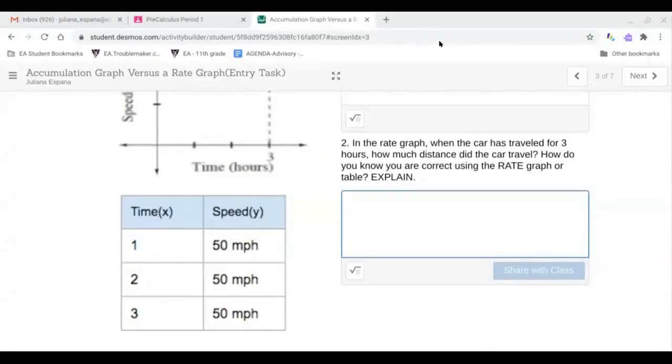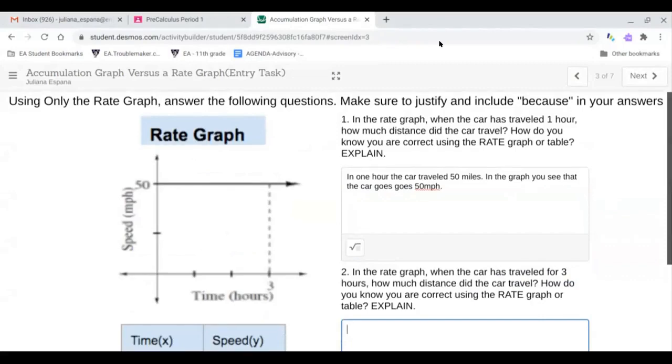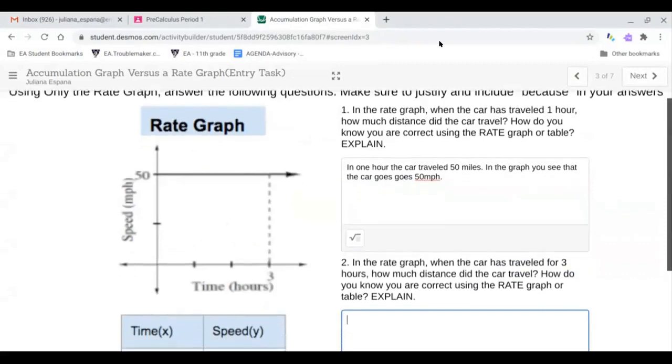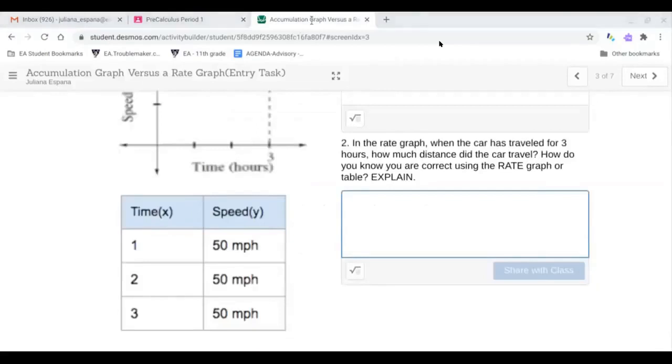What did y'all say for number one? We said it was 50 miles because on the table the time was 1 hour. And because it goes 50 miles per hour, it must have gone for 50. Okay, that makes sense. So if it travels for 3 hours, how much distance did the car go? If you know for 1 hour it did 50 miles. So then would you multiply it by 3 to get 150? What do y'all think?